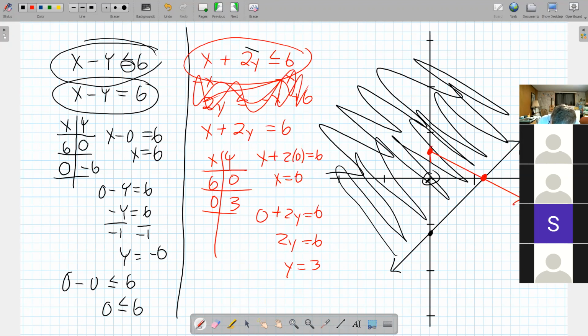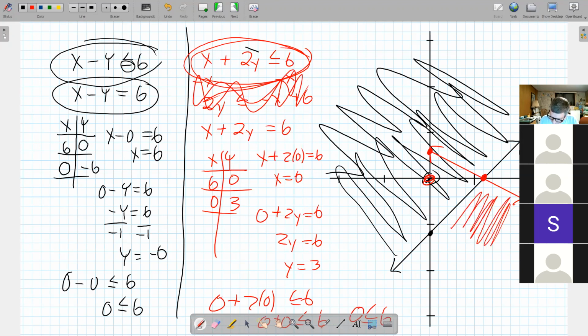It said we need to pick a test point again. So again, let's use 0, 0. If I plug 0, 0 in here, 0 plus 2 times 0 less than or equal to 6, 0 plus 0 less than or equal to 6, 0 less than or equal to 6. So 0, 0 is a solution to the red, so it's down there.